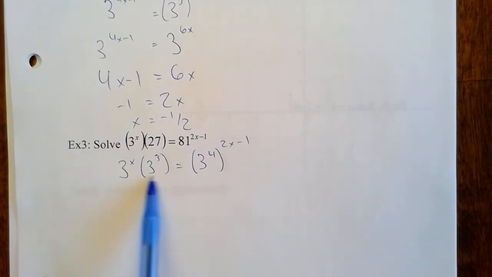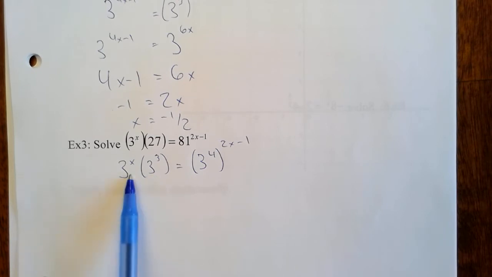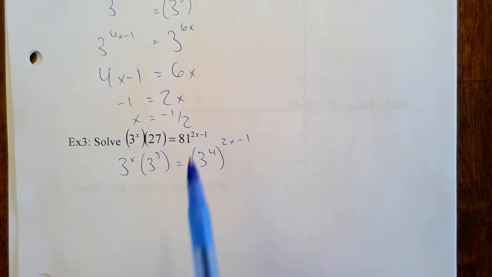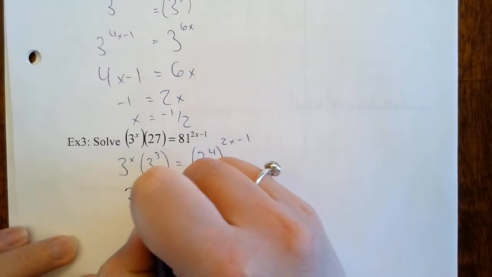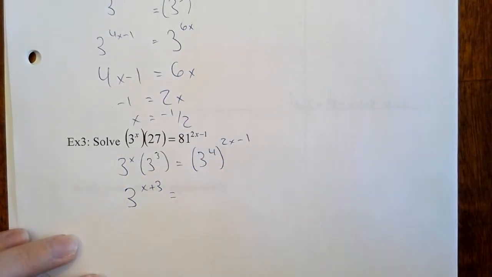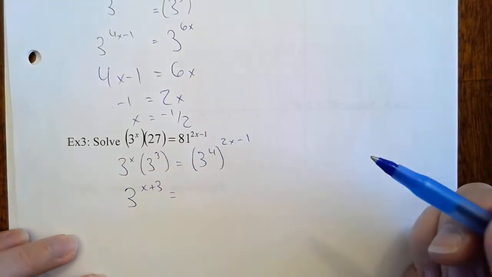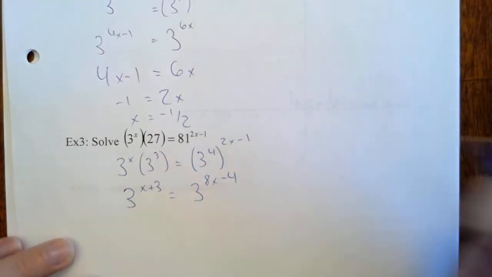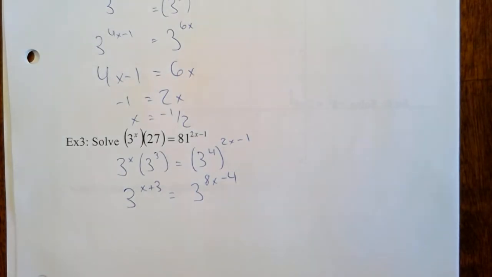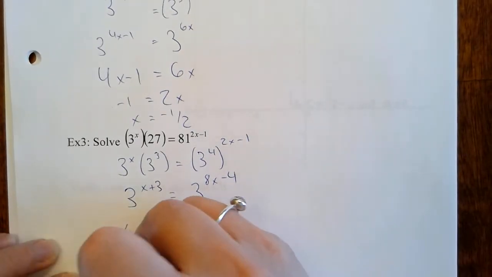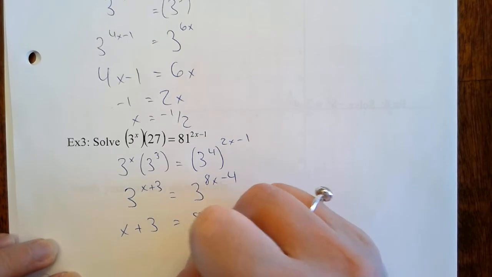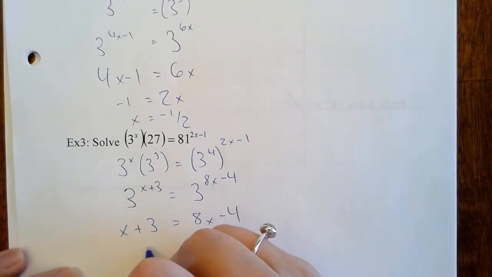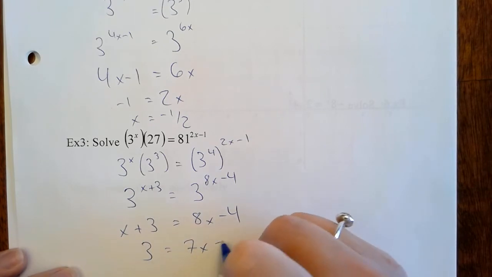Now let's clean up the left-hand side a bit. These are 2 bases that are being multiplied by each other. That means we add the exponents. So 3 to the x plus 3. This is an exponent on an exponent, so we multiply: 3 to the 8x minus 4. Now because the bases are the same, that means those exponents must be equal to each other. And now we can solve for x. Let's subtract x from both sides.